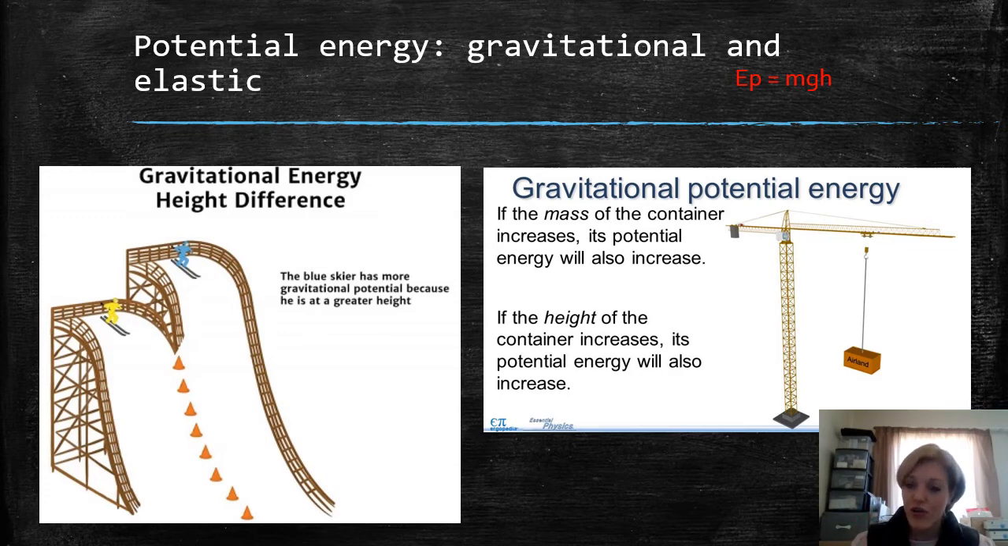Let's look at the second image here. You can see it's a crane, and it's got a mass on that crane. And if the mass of this container increases, its potential energy will also increase. Why? Because let's look at our formula. The formula tells you automatically what's going to happen. The greater the mass, the greater the height, the more potential energy I'm going to have. The height of the container increases, potential energy also increases.